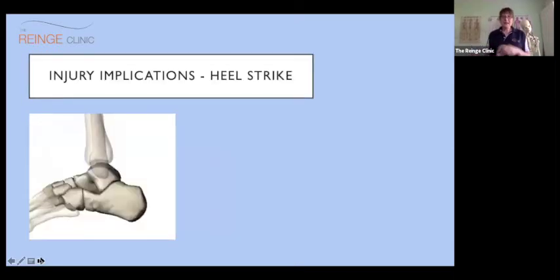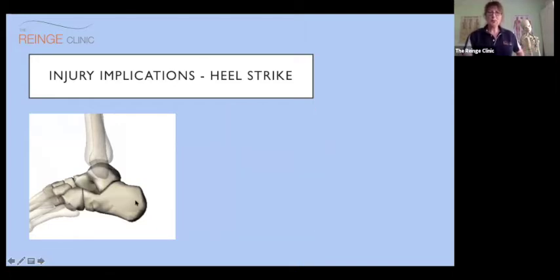So let's take a quick look at heel strike again, but from an injury perspective this time. As you can tell, I'm not a big fan of the heel strike. Everybody pretty much, we try and move away from a heel strike. There are very, very few situations where you want somebody running with a heel strike.